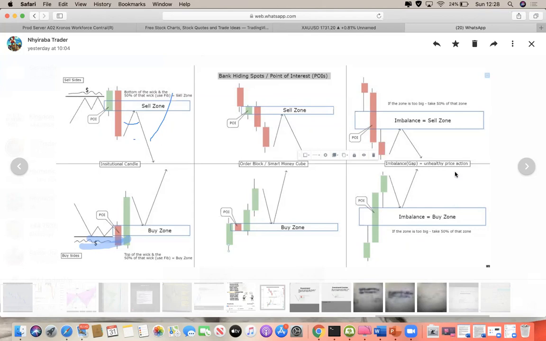Are we getting some value right here? Who is catching some value right here? Okay, I am going to repeat it.